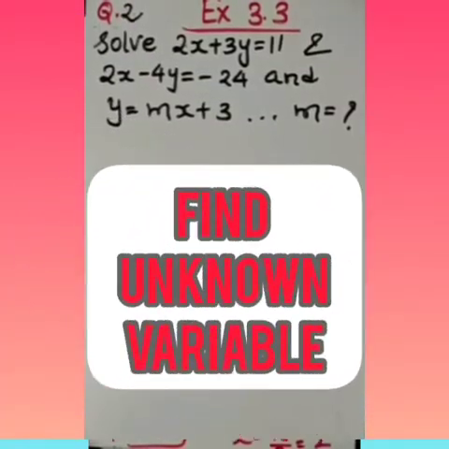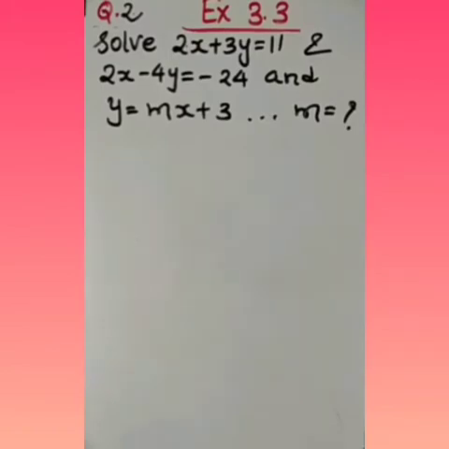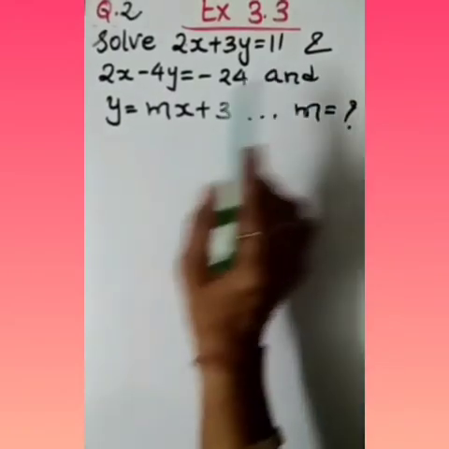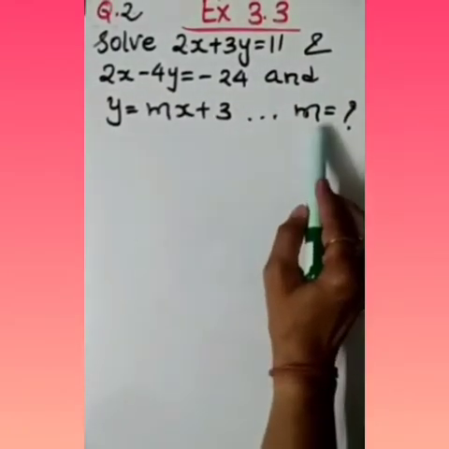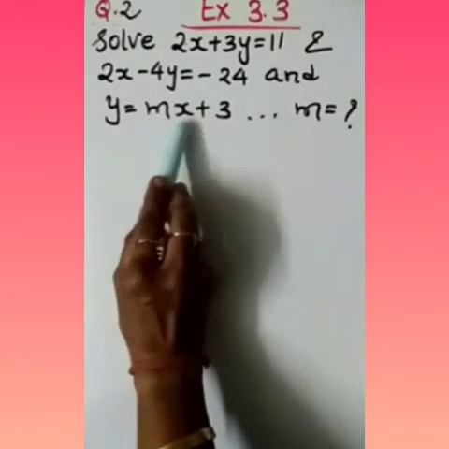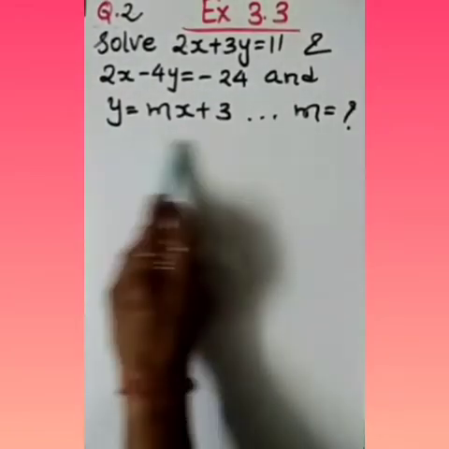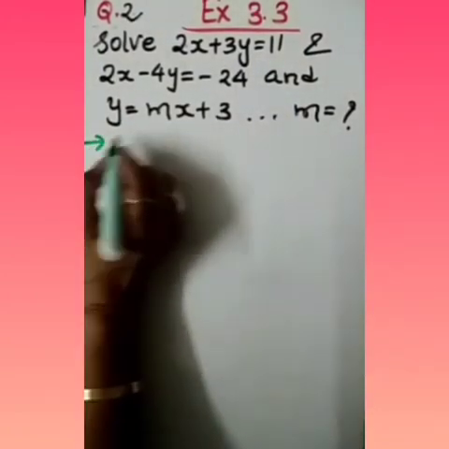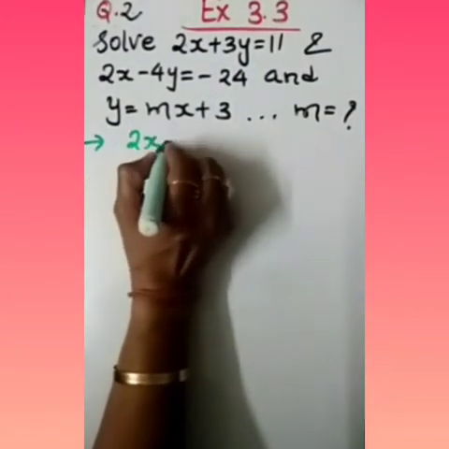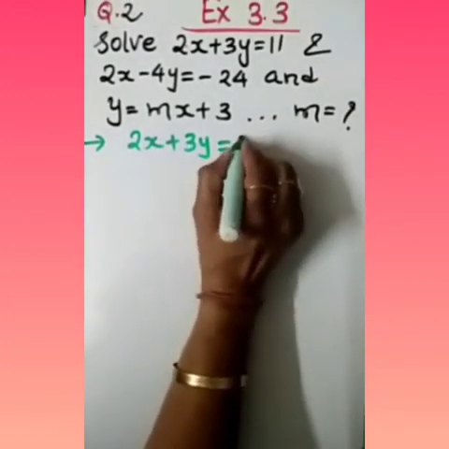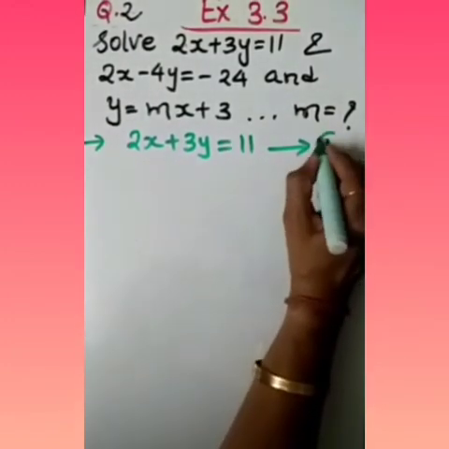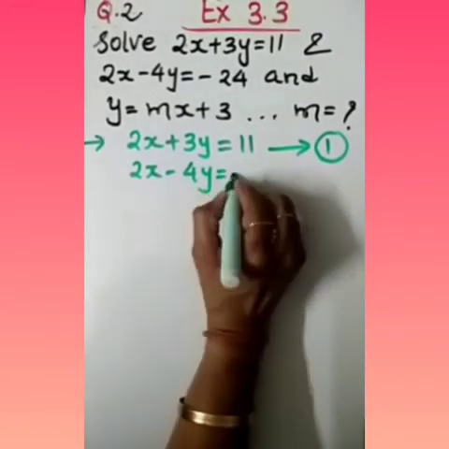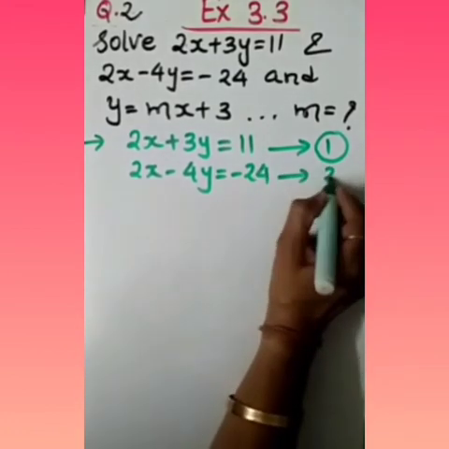3.3 question number 2. The question is: solve these two equations we are given, and we have to find the value of m by putting the value of x and y in this equation. Very easy, very simple. So first of all, we are beginning with this. The first of our equations is 2x plus 3y equal to 11. Let's say this is equation 1. Another equation is this. Let's say it is equation number 2.